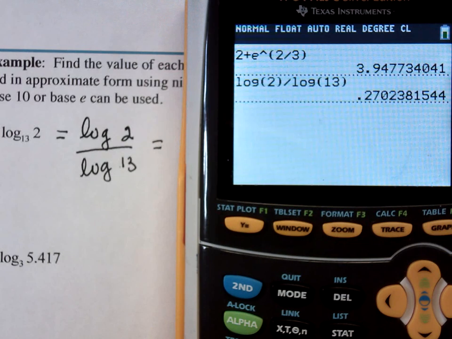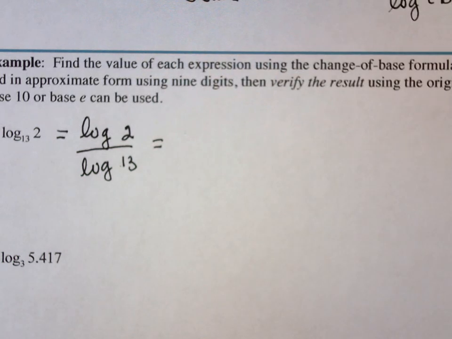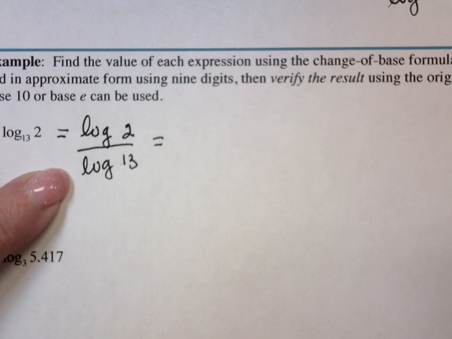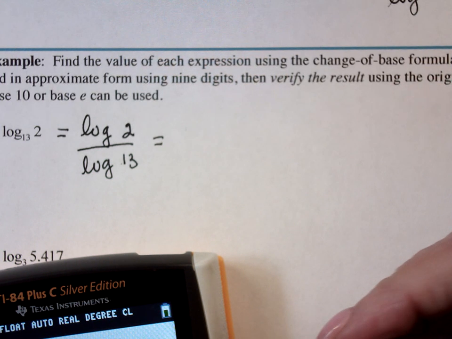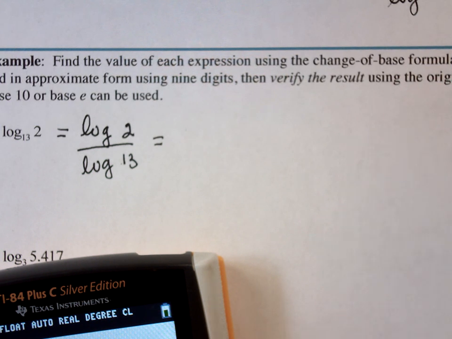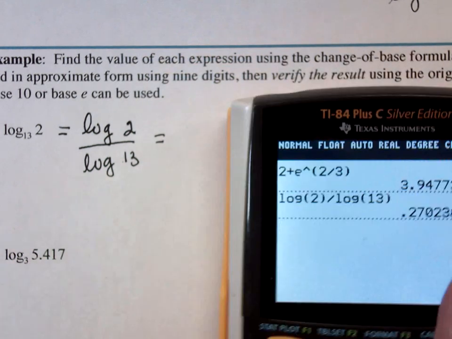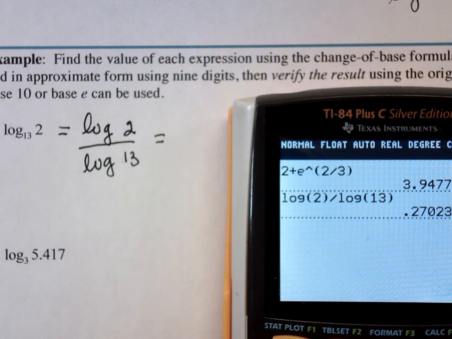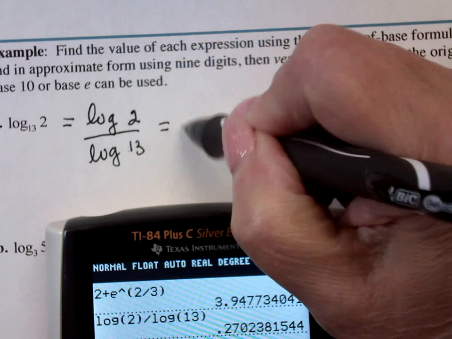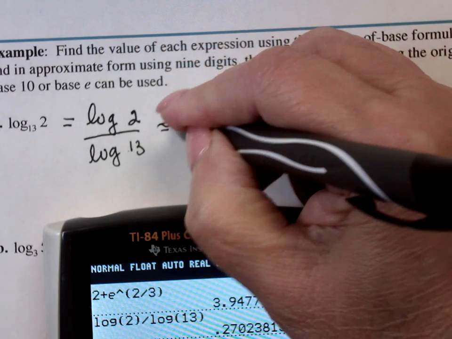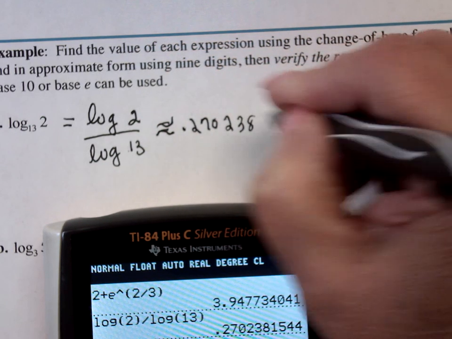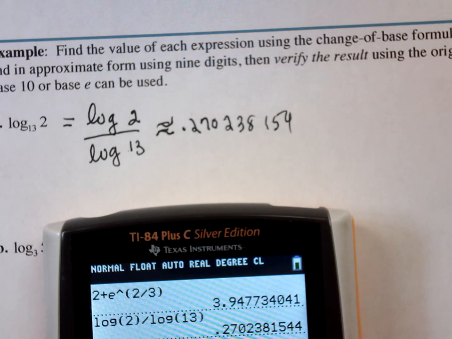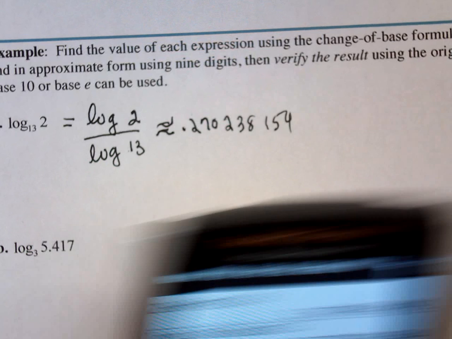And this comes up with, and then what did they say? Answer in exact form. This is exact. Approximate using 9 decimal places. Give me a break. Okay, 1, 2, 3, 4, 5, 6, 7, 8, 9. So that's that last 4. So essentially my calculator is giving it to me to 10 places. So we can say it's approximately 0.270238154. It's like, how many decimal places do you need? Give me a break.